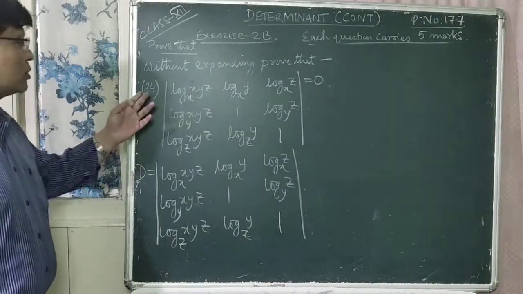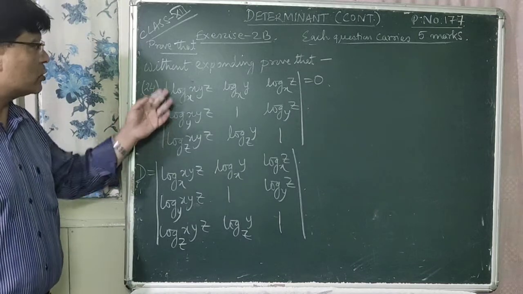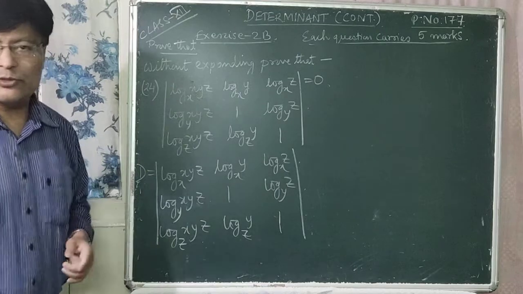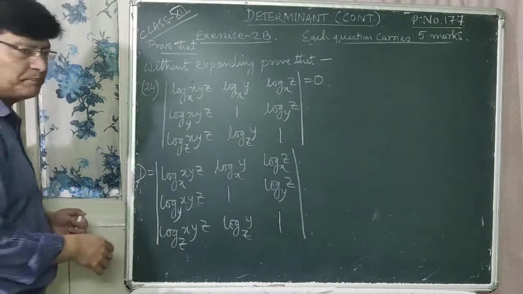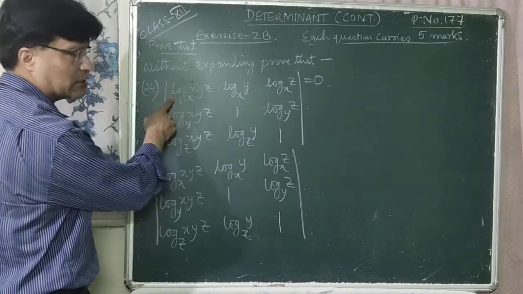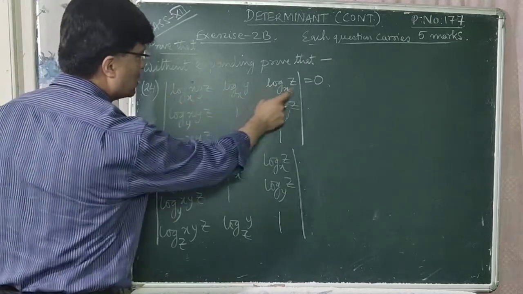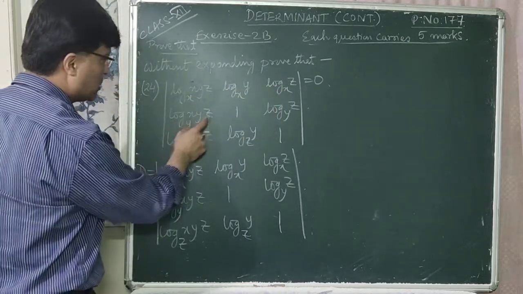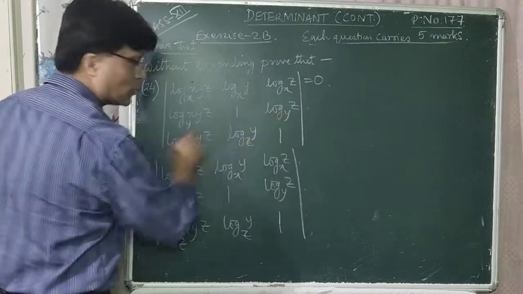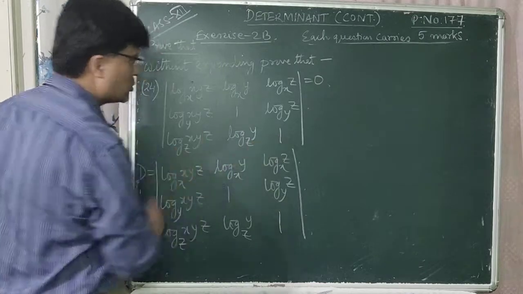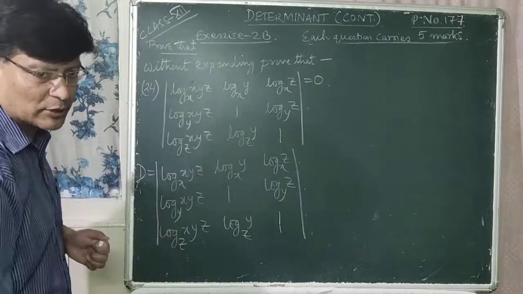Let's do question number 24 now. Here also, without expanding, prove that this determinant is equal to 0. So what is the determinant here? This is logarithm. Log of xyz base x, log y base x, log z base x, log xyz base y, 1, log z base y. This is log xyz base z, log y base z, and this is 1. You have to prove this determinant is equal to 0.